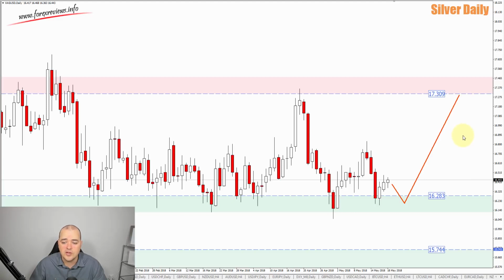So overall on silver, highlighting that on pullbacks and tests of the 1628 zone area, this is an area on this market where my bias is looking for bullish opportunities in this area and a potential move to the upside from this important zone. Okay, well that's that market.